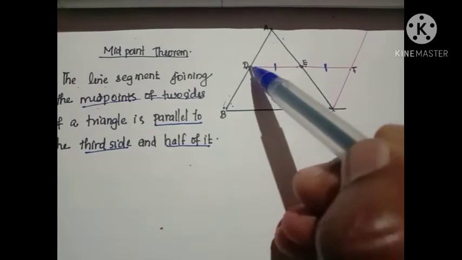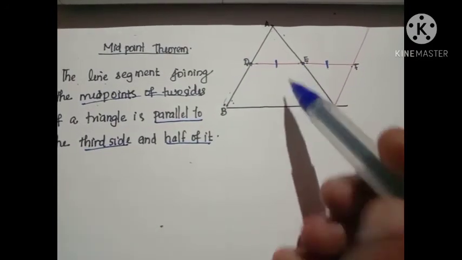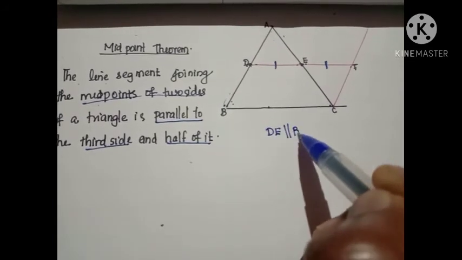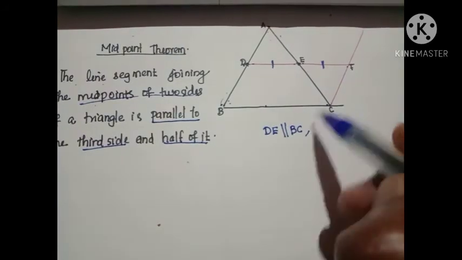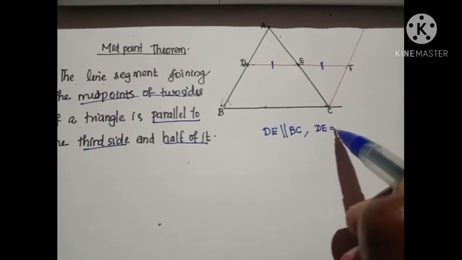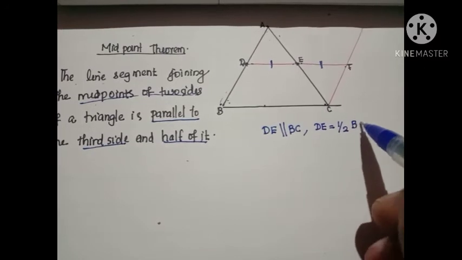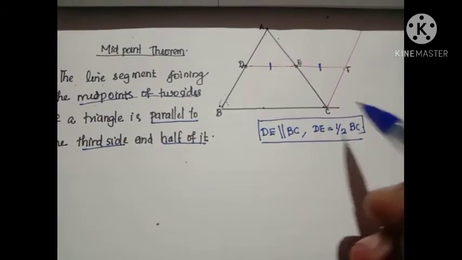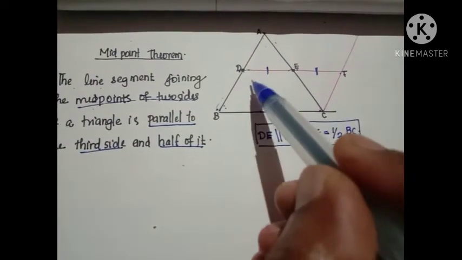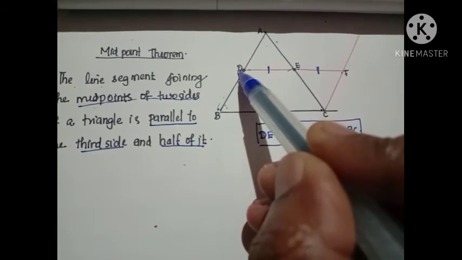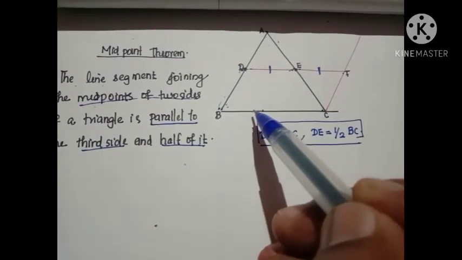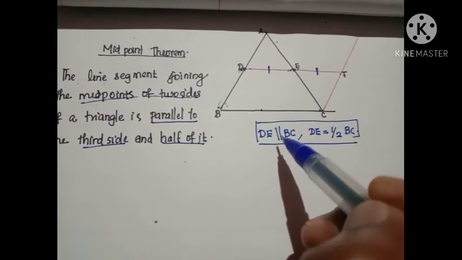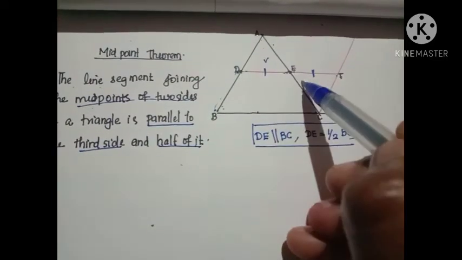So the line joining these midpoints, DE, is parallel to the third side, that is DE is parallel to BC, and half of it means DE length is half of the length of BC. So this is our midpoint theorem. Okay. So in any triangle, the line segment joining midpoints of any two sides is parallel to the third side and half of it. So listen, to prove this, let us consider these two triangles.